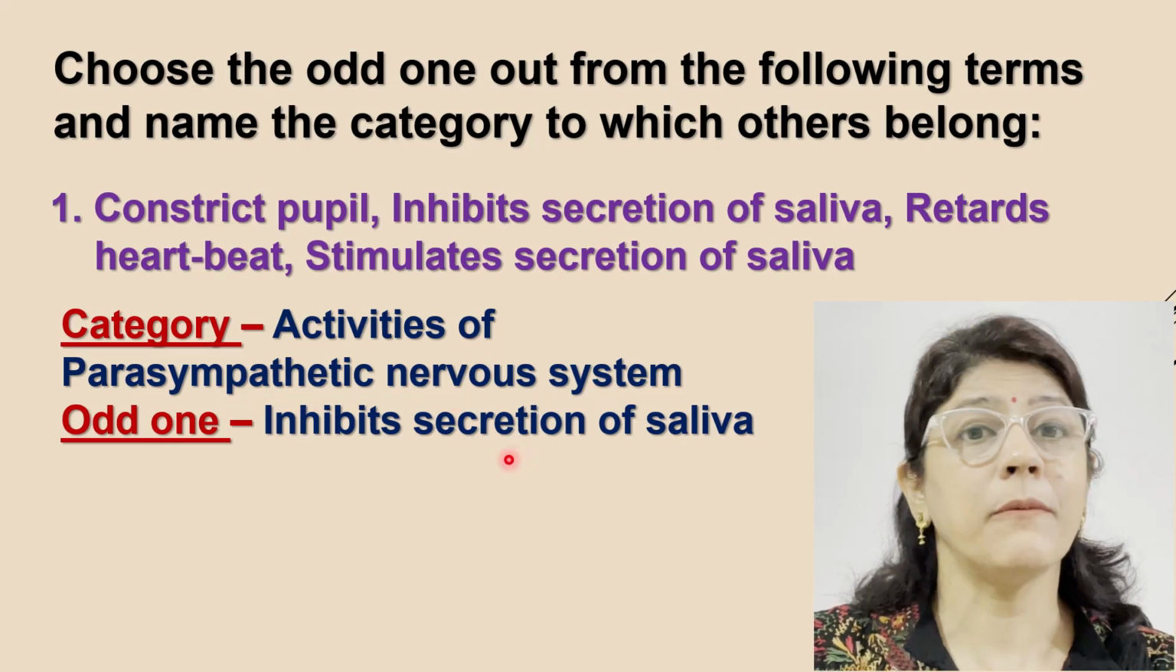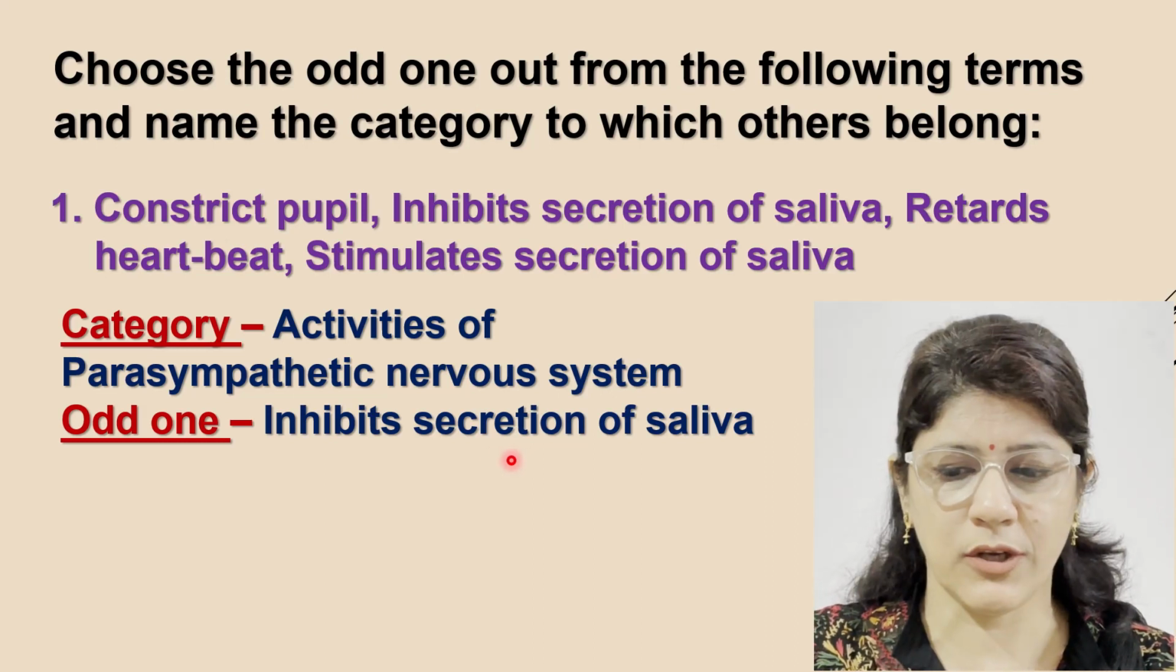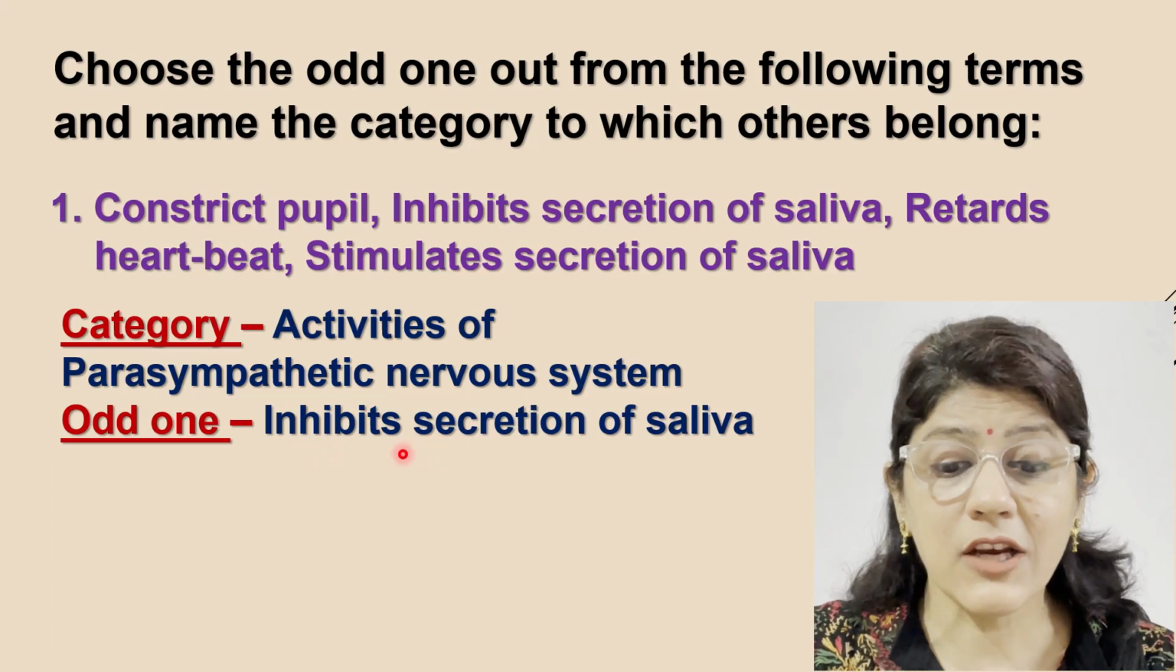We all know that parasympathetic system prepares our body for relaxation. So it stimulates secretion of saliva.